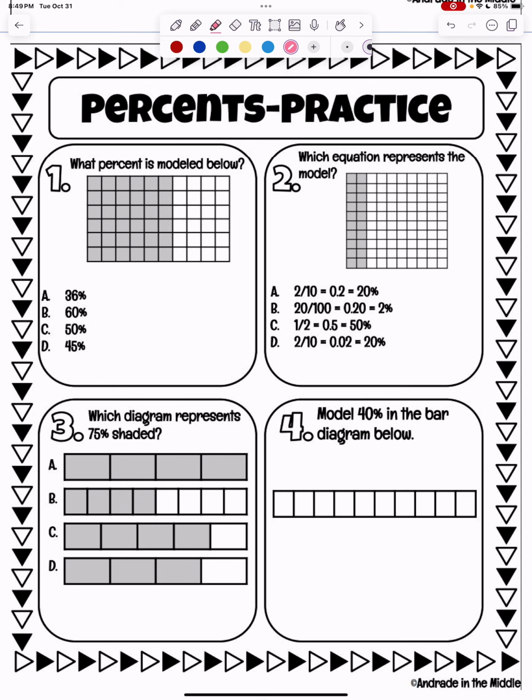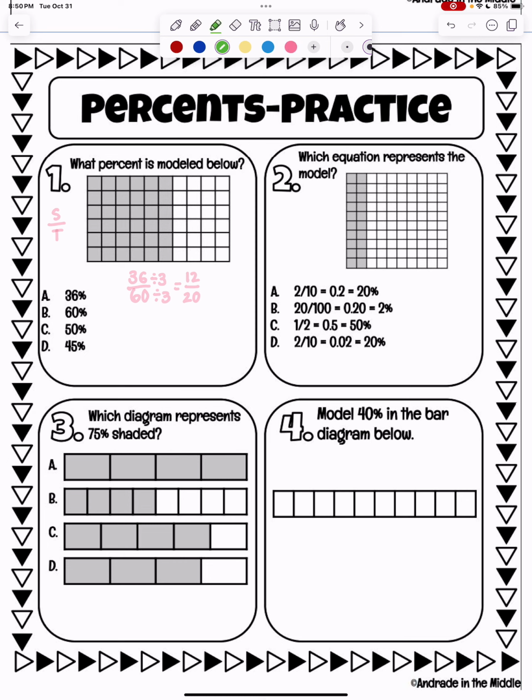Remember, I'm going to write S over T because it's shaded over total. So I'm going to count my total, and my total is actually 60 over my shaded is 36. Remember, my next step is now to simplify. So I'm going to simplify by 3. And I'm going to get 12 over 20.